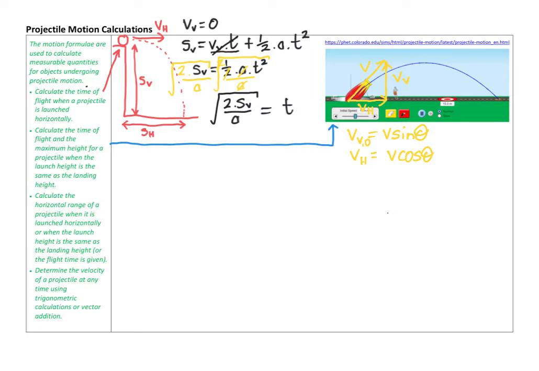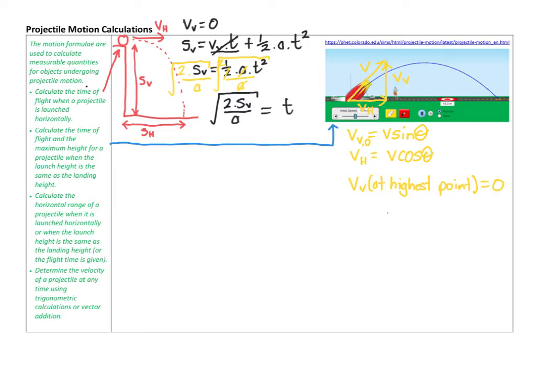And what we know here is the final vertical velocity. So this is, if you like, at the highest point. It will be equal to 0, because at that moment, at the top, it will stop. So how do we work out the time of flight from that?